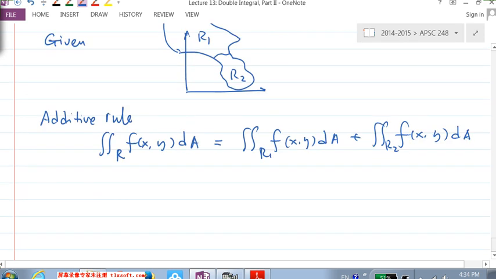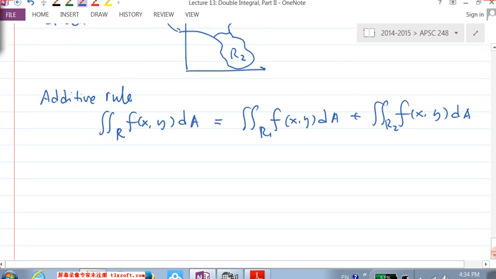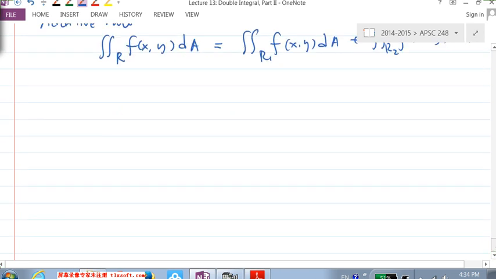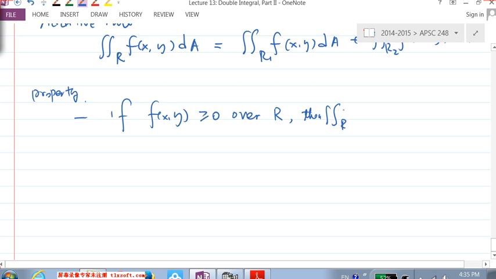Now there are a couple of other rules for double integrals. Basically, it's an extension from the single variable case. But before I move on to the example, let me give you another property. So the first property is this: if f of xy is greater than or equal to 0 over this region R, then this double integral will be greater than or equal to 0.